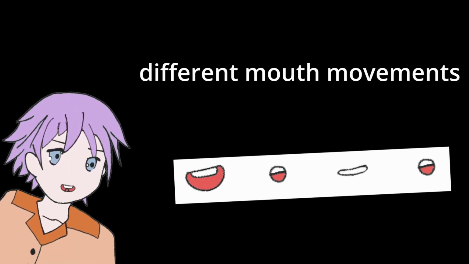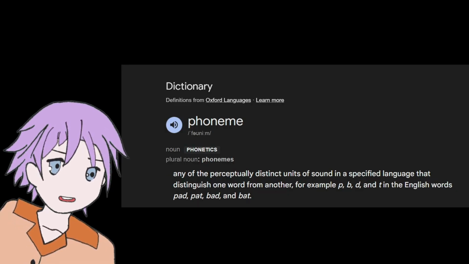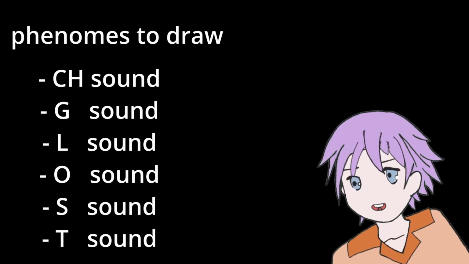Kinda like this. This sprite sheet should contain different mouth movement images for different phonemes. Phonemes, which are a sound words. So for your initial one, you can do the following mouth sounds.